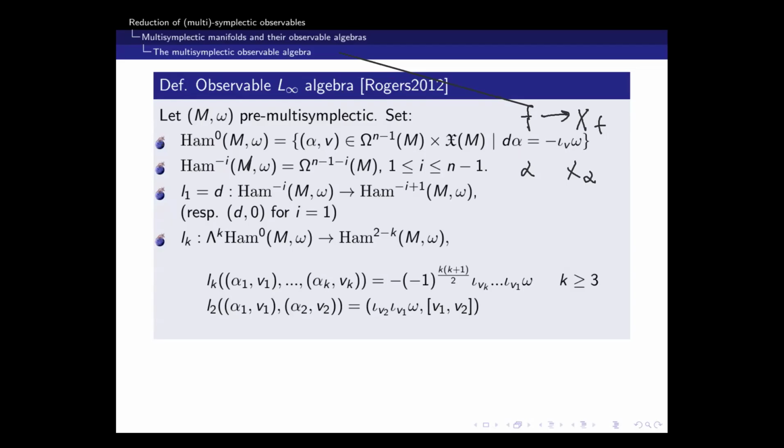unique X_alpha for a given alpha. So we are just carrying it along in our definition. So we have here that the Hamiltonian pairs are pairs of a vector field and a form. And we want them to satisfy somehow the Hamiltonian equation. Contracting the vector field into omega, up to sign, gives us d of the form.